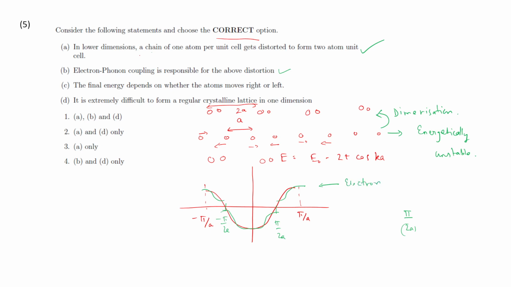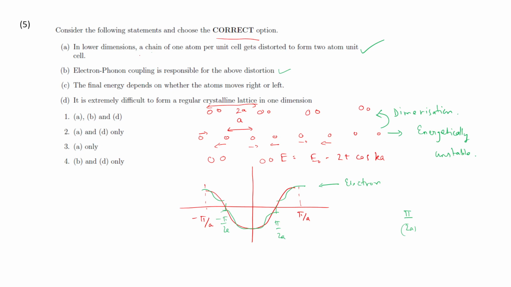And why is this band diagram changing? So what is phonon? Phonon is a quantum of the oscillation of the lattice points of the crystal. So when the atoms vibrate or some phonon modes are there, because of those phonon modes, the atoms will either come together or go further, and that is why this distortion is happening. So this statement is also correct.